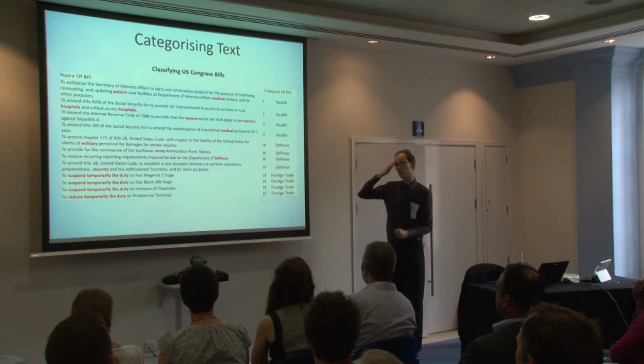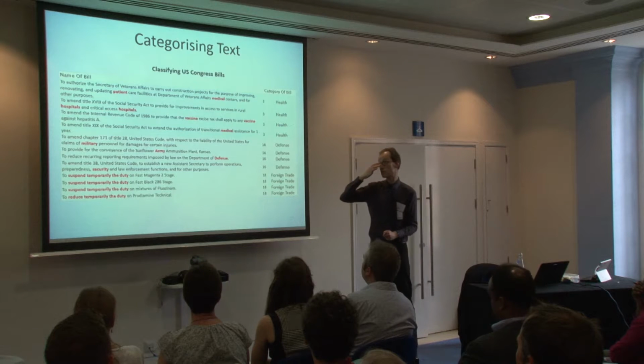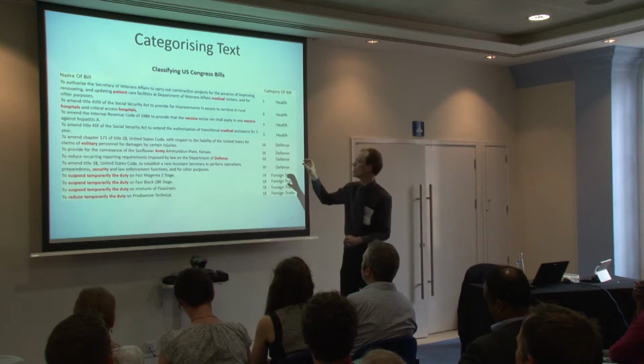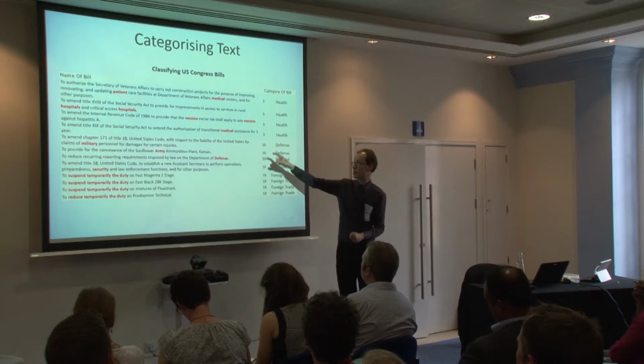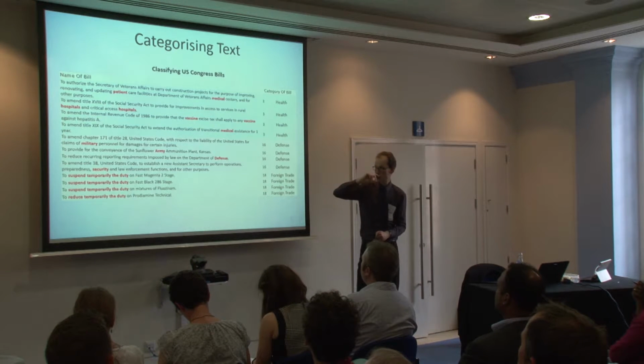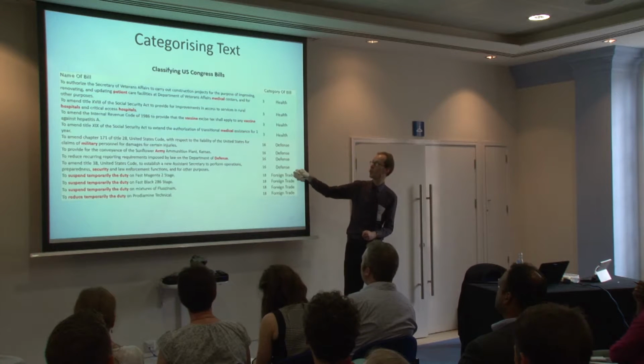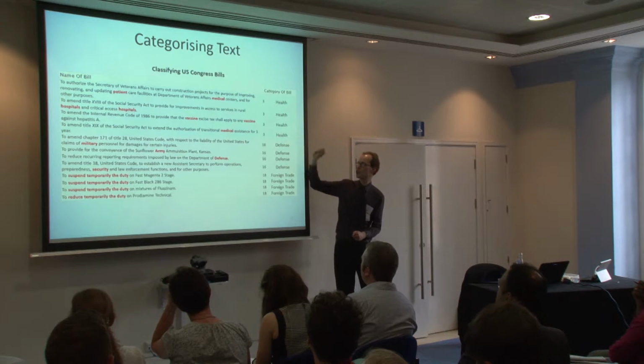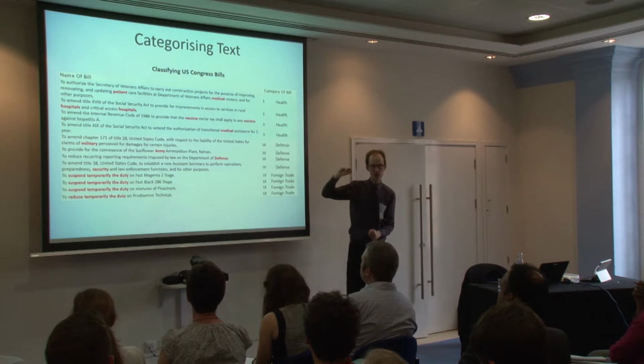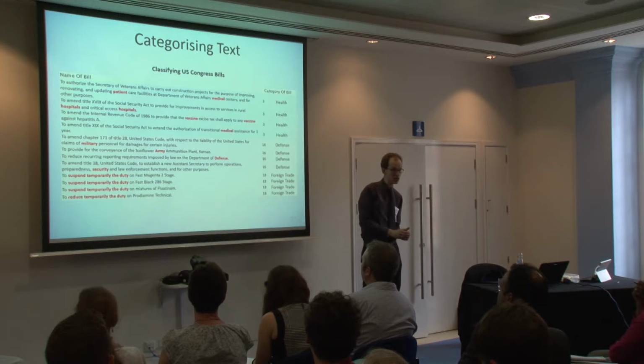This is something known as a bag of words approach, which is based on something known as naive Bayes. These are all US Congress bills. So we've got a name of it here, and within this example, it's just setting it up to say, based on the name, can we work out what type of bill this is? Is this a health bill? Is this a defence bill? Is this a foreign trade bill?